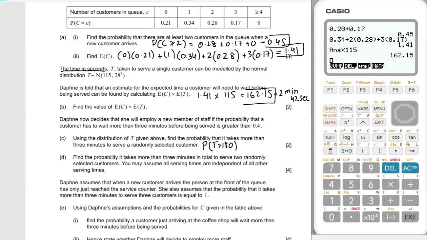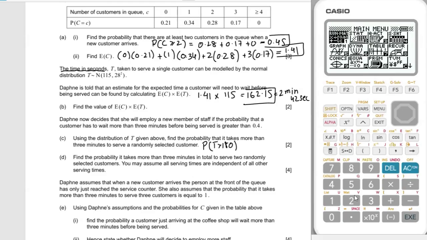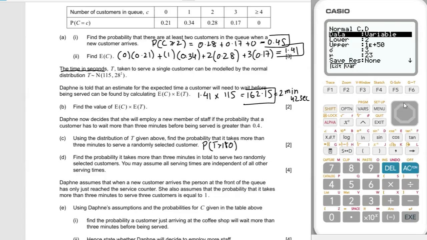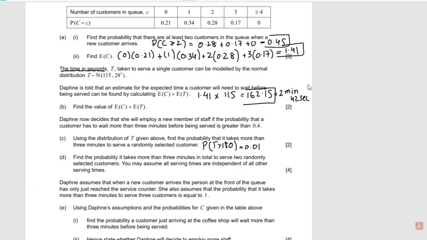So now I need to go to stats, distribution, normal CD. For the lower, I need to put 180. And for the upper, it's a huge number, 1 times 10 to the power 50. I need to move to the standard deviation, which is 28, and plug in my mean, which is 115. It's all set and done. Let's execute. And I'm getting 0.01013. Let's write the whole thing.